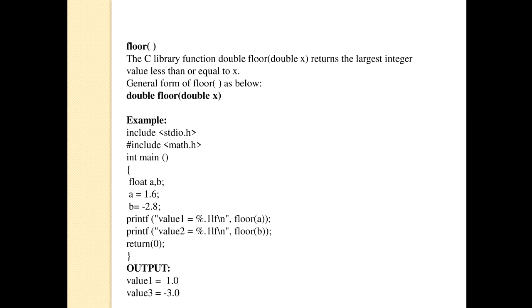Here I have used the same values: a equal to 1.6 and b equal to minus 2.8. After applying the floor function, floor of a and floor of b, you will get the output as 1.0. Why 1.0? Because the input is 1.6, and the purpose of the floor function is that it rounds down, and that's why 1.6 rounds down to 1, and you will get the value 1 in the output, not 2, because it just rounds down.